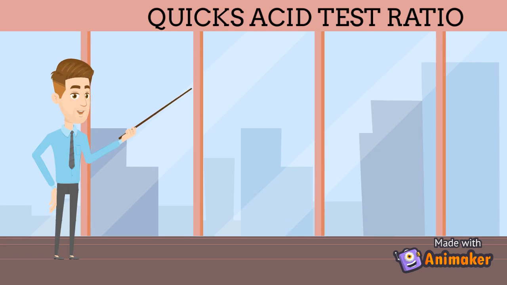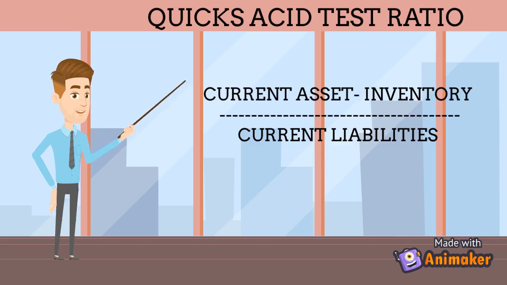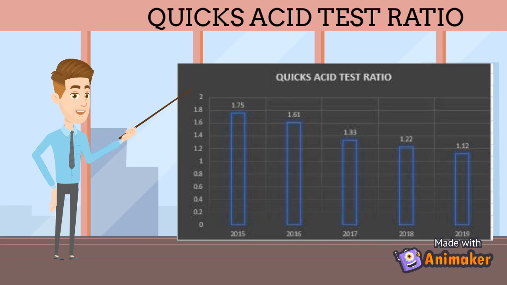Next we're going to look at the quick acid test ratio. Acid test ratio is current assets minus inventories divided by current liabilities. The reason why inventories is excluded is because when the business is in a critical state, inventories is the most difficult to be converted into cash. From 2015 to 2019, acid test ratio shows a decline in its liquid assets.